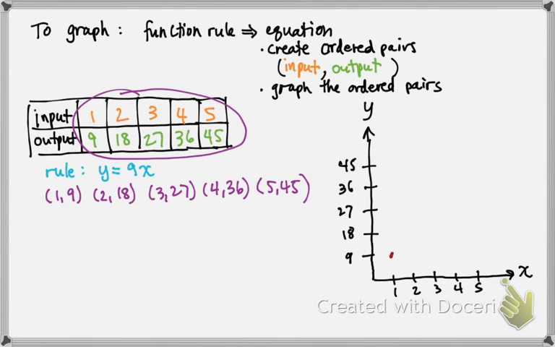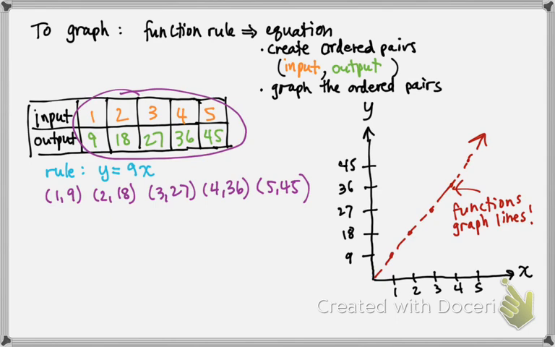Now, since each input has exactly one output, what you should get every time you graph a function is the same kind of graph. You would get a line. So functions graph lines. Okay?